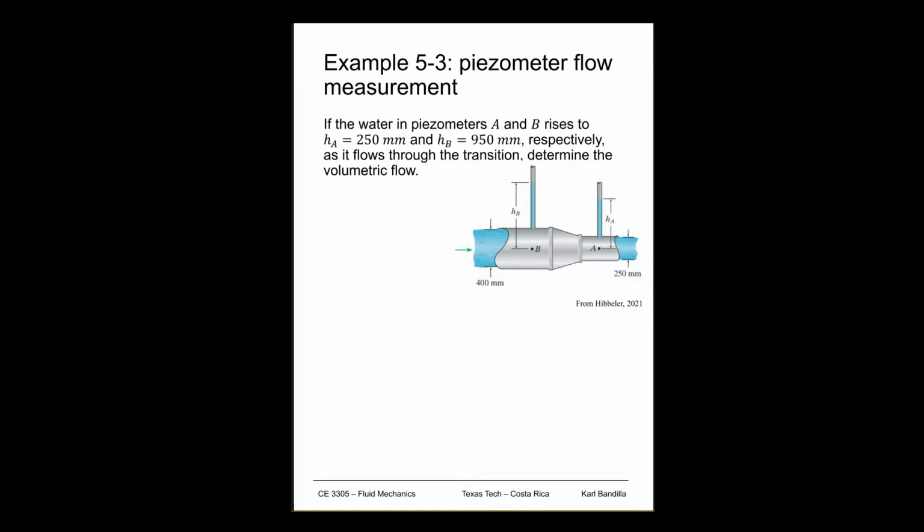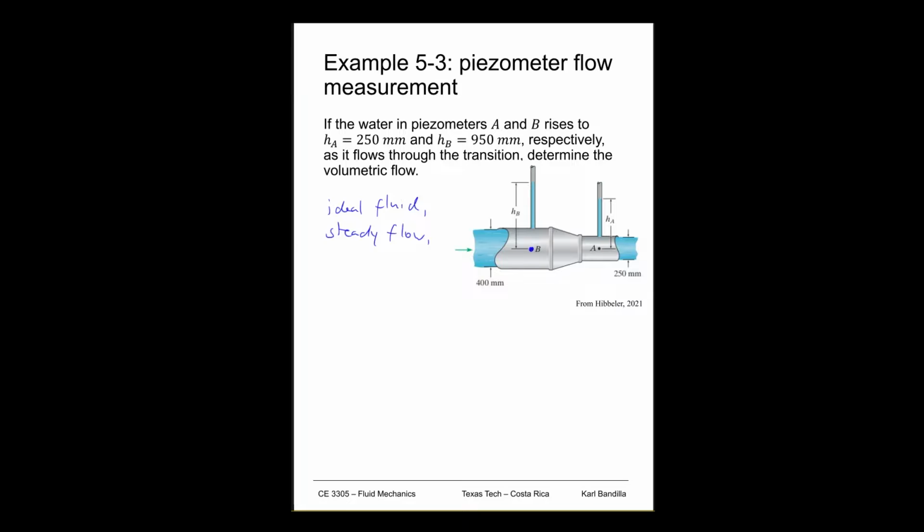So let's see. If we want to use Bernoulli, which of course this looks very much like a Bernoulli problem, then we'll have to have ideal fluid, which we have. We have water. So we have ideal fluid, again, that's incompressible and inviscid. We need to have steady flow. That is also given to us. Doesn't say anything about velocities changing.